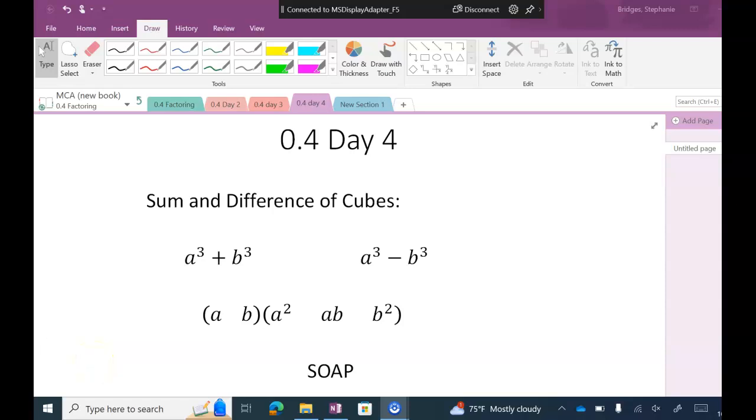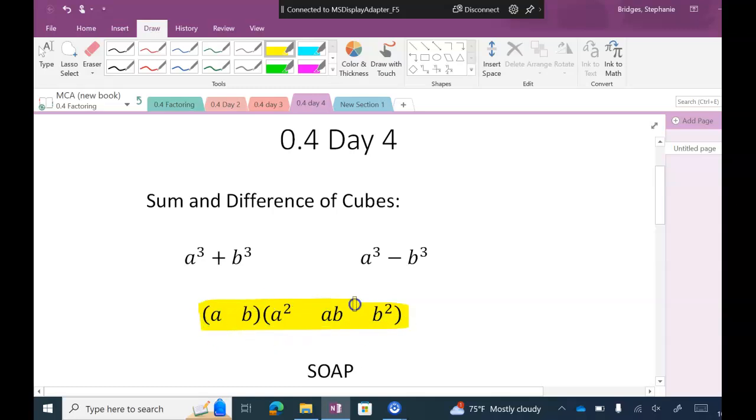of both what a sum of cubes looks like and a difference of cubes. So that first one, a cubed plus b cubed, would be a sum of cubes, two perfect cubes being added together. And you can also factor a difference of cubes, so a cubed minus b cubed. This pattern here in the parentheses is what you're going to need to memorize.